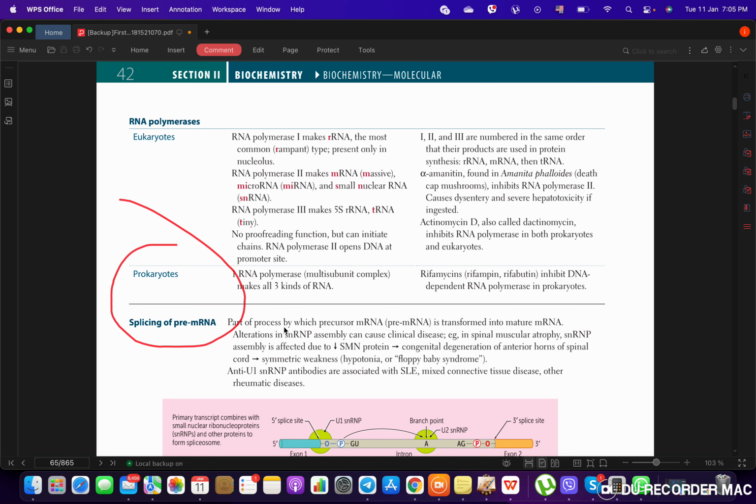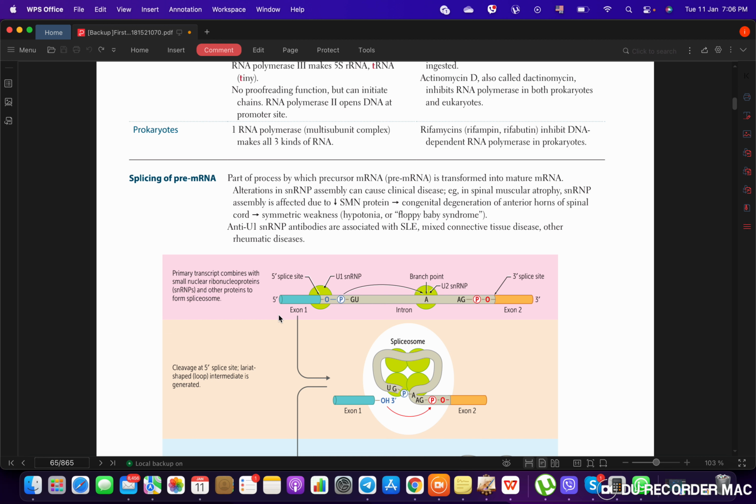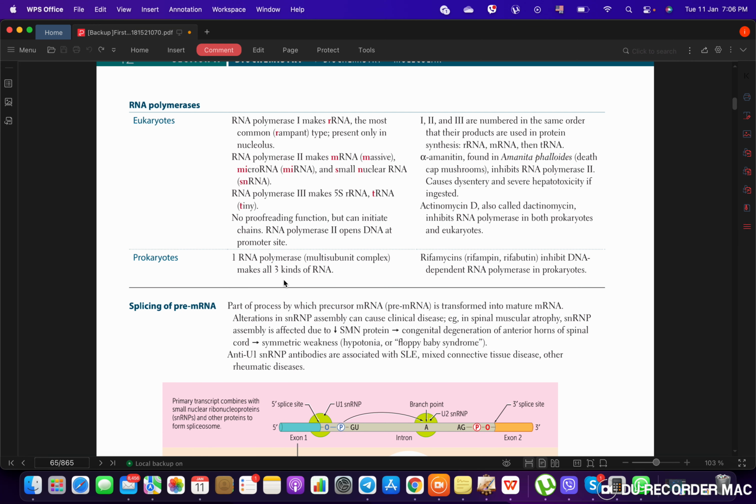The next one is in the prokaryotes, it's much more easygoing. Why? Because we only have one RNA polymerase. It has multiple subunits which do basically everything, so you don't have to know what they do. But the RNA polymerase converts the RNA into DNA, correct? No, absolutely, good. RNA polymerase converts the DNA into RNA.